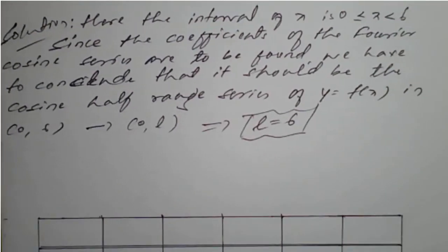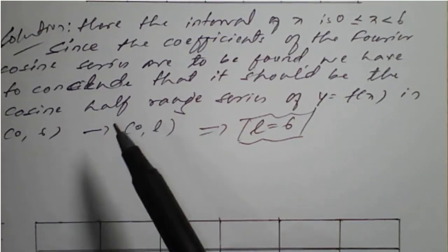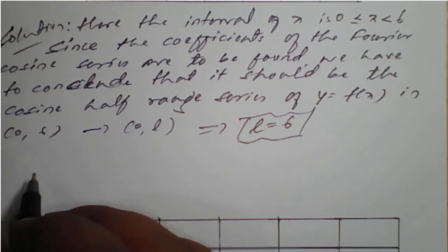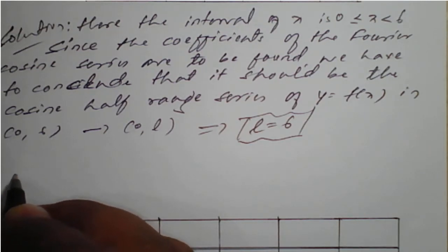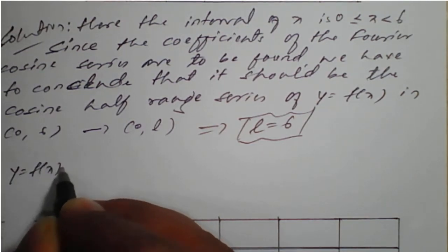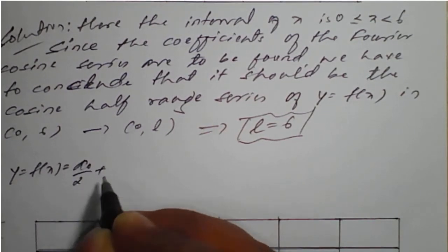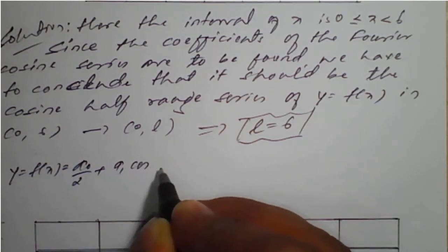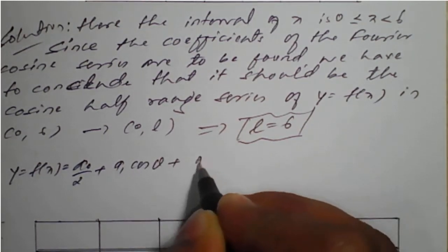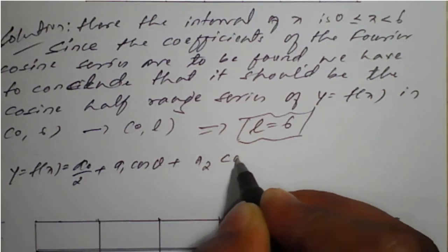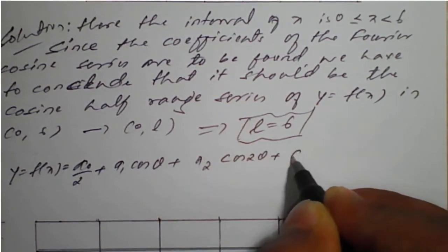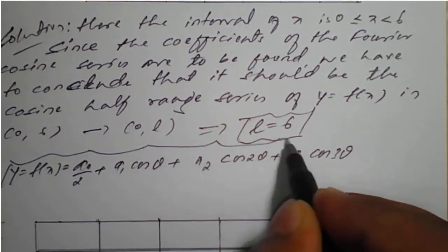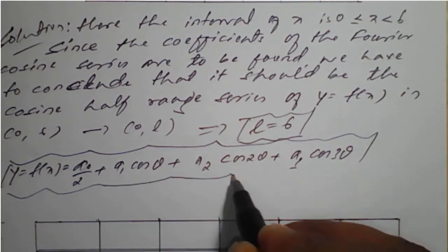So for the first three coefficients in the cosine series, y, which is also called f of x, is equal to a naught upon 2 plus a1 cos theta plus a2 cos 2 theta plus a3 cos 3 theta, because they have asked only for the first three cosine Fourier terms.